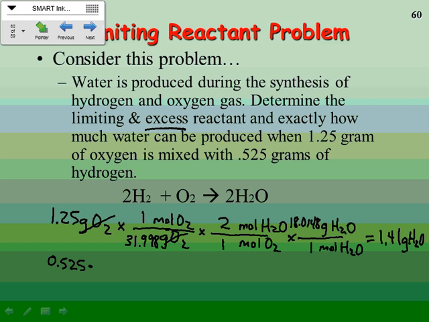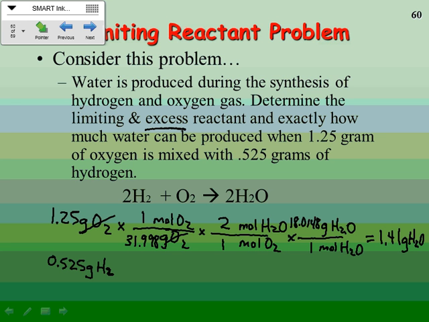Now, just looking at this can be dangerous as well. I haven't pointed this out yet, but just looking at those two amounts, which one would you think is the limiting reactant? Maybe the hydrogen, right? Kind of makes sense. There's less mass of hydrogen.